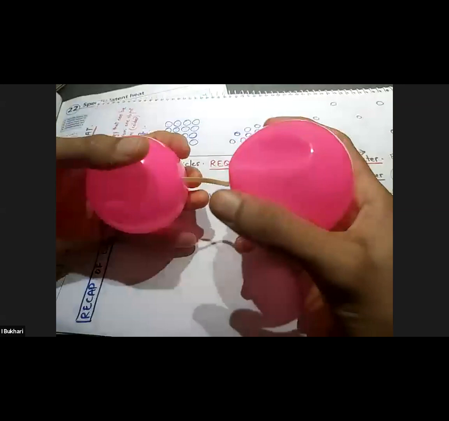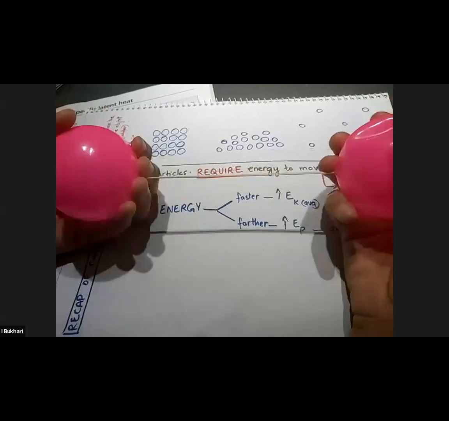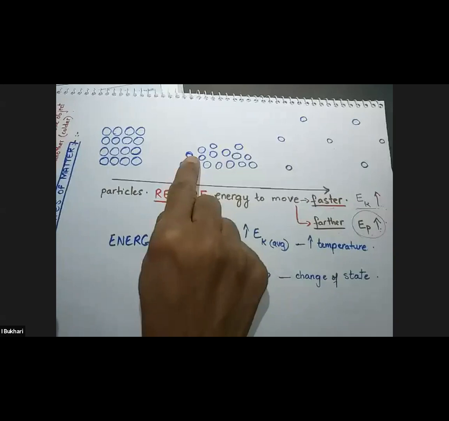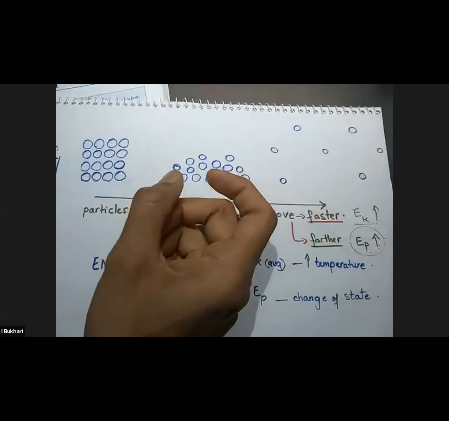I can feel the force of this band as I'm pulling the two atoms apart. That means there's some force trying to oppose what I'm trying to do, trying to oppose my hands. This is potential energy, so I have to work against this. This is what I mean by potential energy. As they're moving away, the potential energy between them is increasing because the force of attraction is trying to bring them back together.